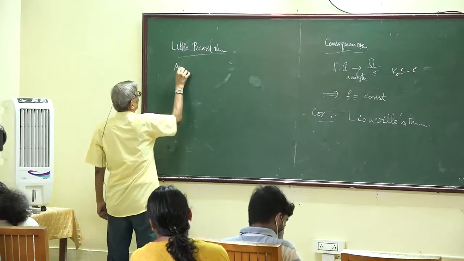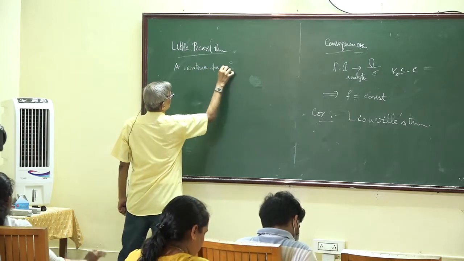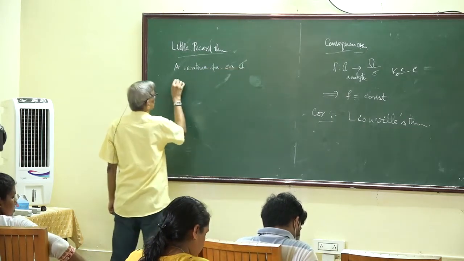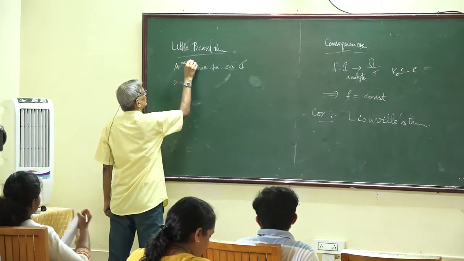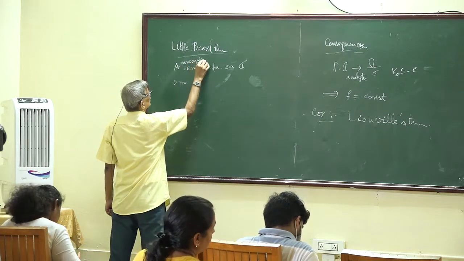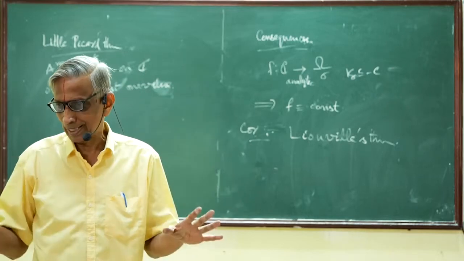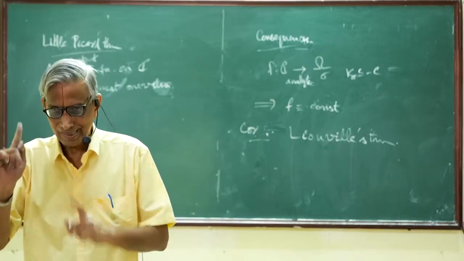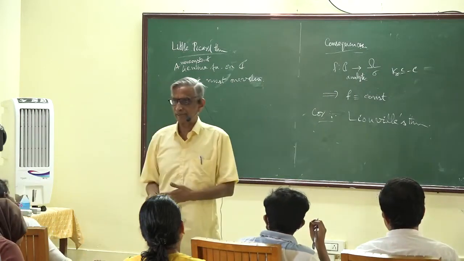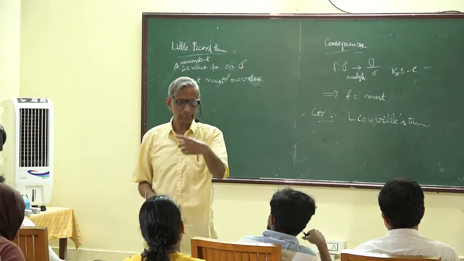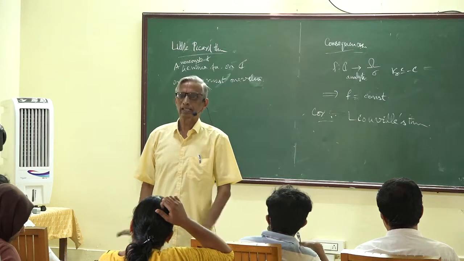An entire function on C omits a non-constant... so this means the range is either the entire complex plane or C minus a single point. So another way of stating this is that if f is an entire function and there are two complex numbers a and b which are not in the range of f, then f must be a constant.